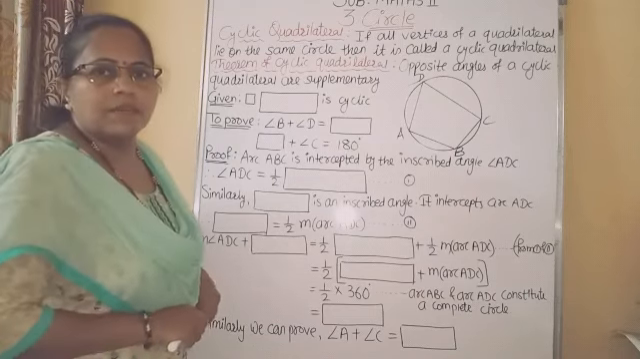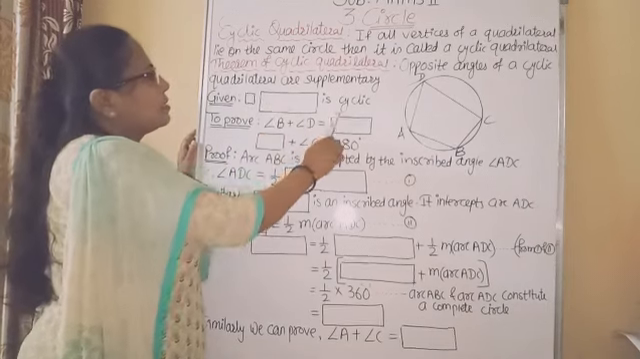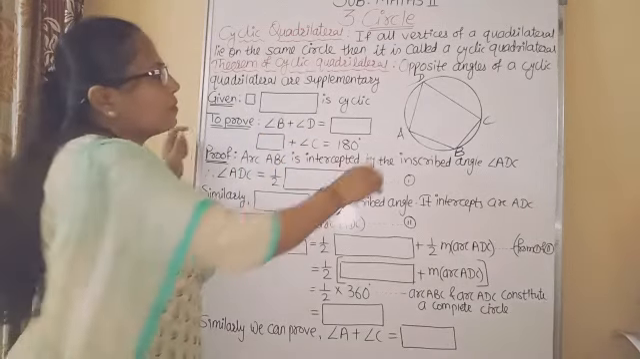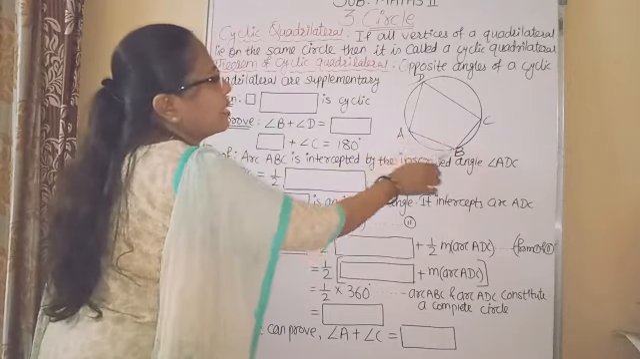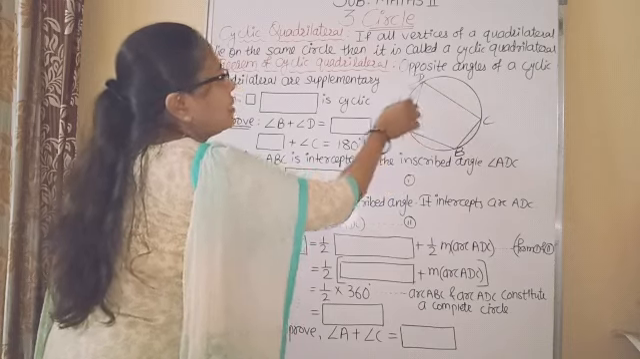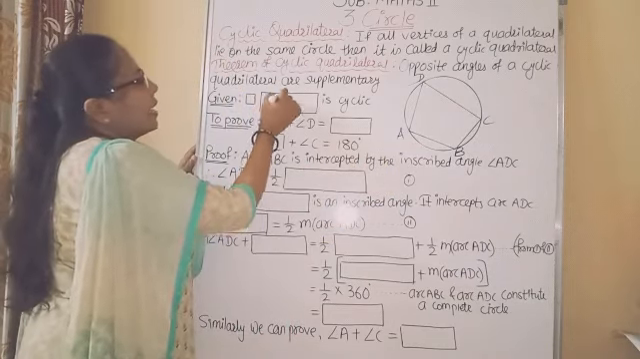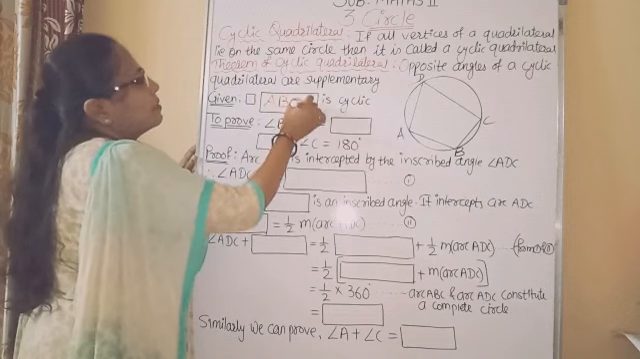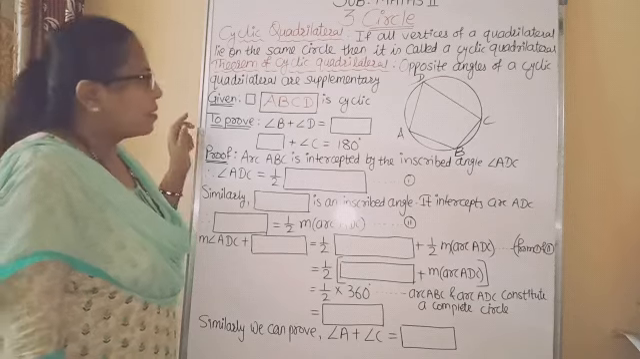First, given: quadrilateral dash is cyclic. Now in the figure, what is the name of this quadrilateral which is cyclic? Quadrilateral ABCD. So here you have to complete the name: quadrilateral ABCD is cyclic.